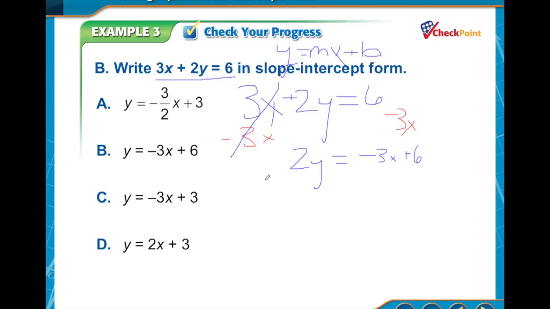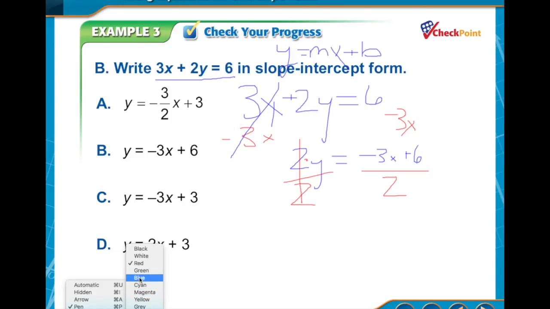Now this is almost ready, except we don't want 2 y's. We want only 1 y. So as we're thinking, what can we do here to get y by itself if it's tied by multiplication to that 2? The opposite of multiplication is division. So divide everything by 2. These will go away. We'll get left with only our y, which is exactly what we want.